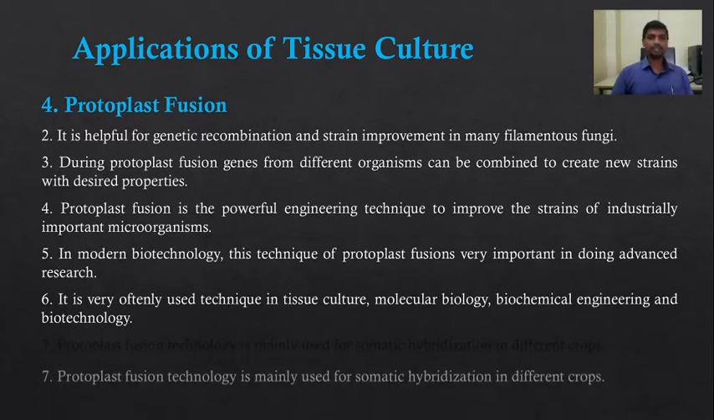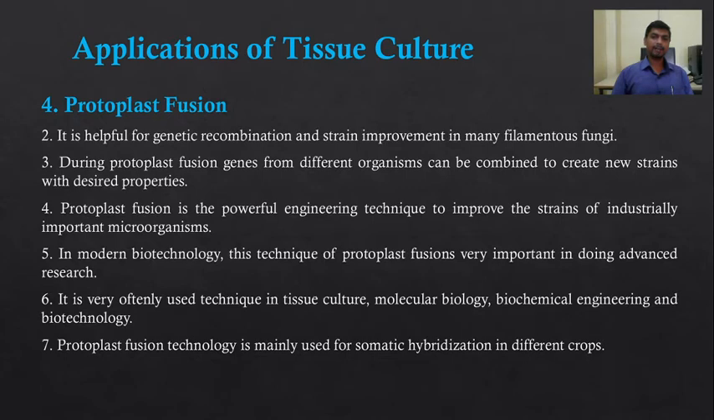Protoplast fusion technology is mainly used for somatic hybridization in different crops. Somatic hybridization is one of the techniques where protoplasts from somatic cells are fused together to obtain the hybrid protoplast or the somatic hybrid. Such a somatic hybrid is cultured on the nutrient medium to produce the entire plant. This technique is called somatic hybridization. So in somatic hybridization, protoplast fusion technology is used.